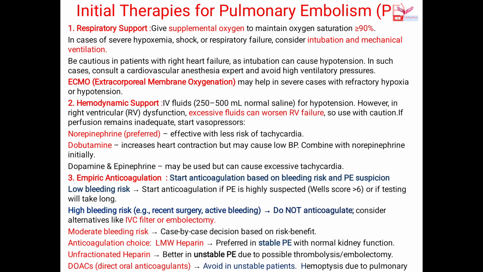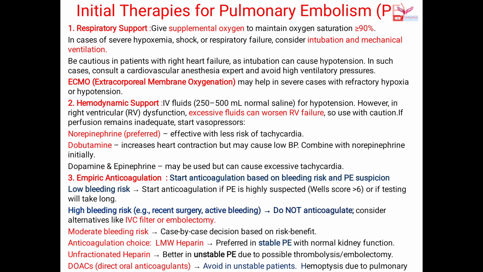For empiric anticoagulation, we should start anticoagulation based on the bleeding risk and pulmonary embolism suspicion. If there is low bleeding risk, we should start anticoagulation. If pulmonary embolism is highly suspected, that is, the Wells score, which I have already discussed in the algorithm, is more than 6, or if testing will take long. If there is high bleeding risk, for example in patients with recent surgery or active bleeding, we should not anticoagulate. We should consider alternatives like an IVC filter or embolectomy. For patients with moderate bleeding risk, it is a case by case decision based on risk and benefit.